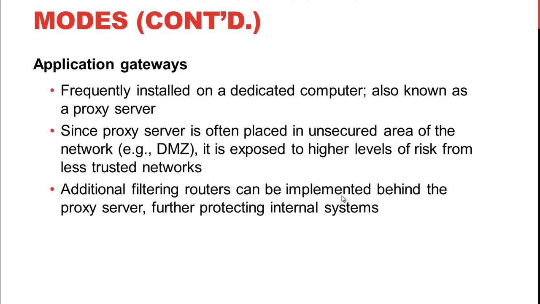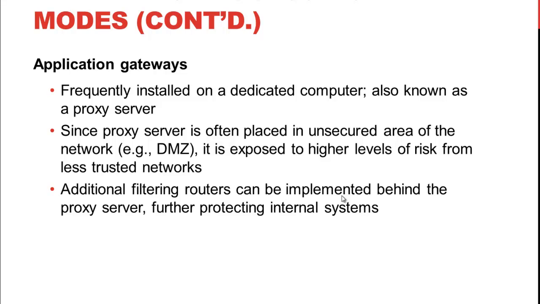Next type of firewall that we're going to briefly mention is the application gateway. Application level firewalls or application firewalls are usually installed on a dedicated computer, separate from a filtering router, but it's commonly used in conjunction with a filtering router. Also sometimes referred to as a proxy server, since it usually runs some special software that acts as a proxy for service requests.